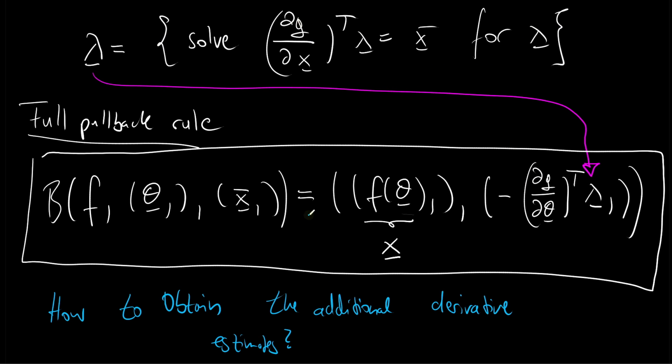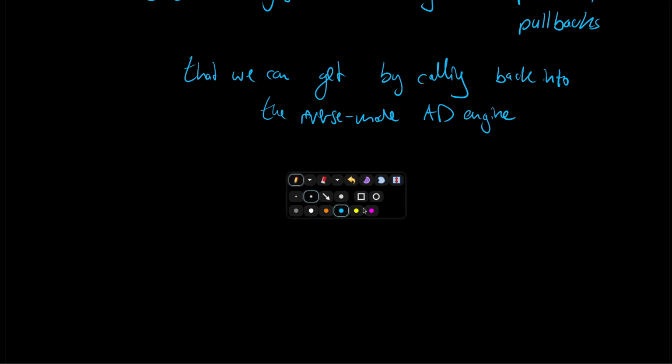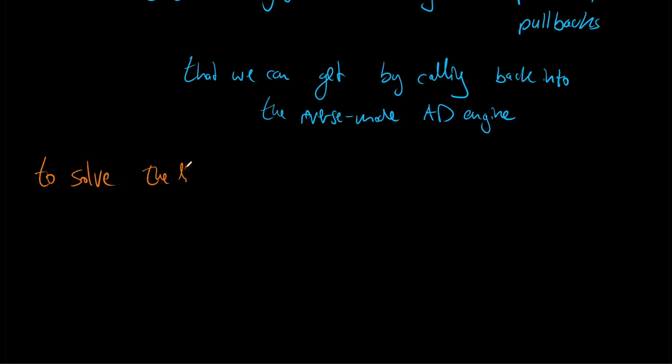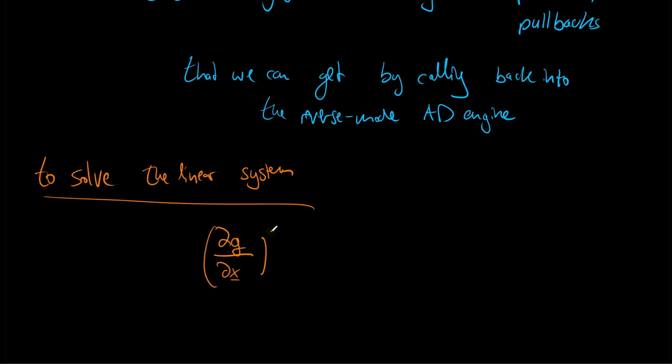But the linear system is a bit more tricky. Let me also note down how to do that. To solve the linear system, which was given as the Jacobian of g with respect to x, transposed, multiplied with lambda, is equal to x bar. So x bar is the right hand side, and we will solve for lambda. If you would solve this with a dense solver, you need to be able to access the full Jacobian matrix. Oftentimes this is not necessarily what you want to do.